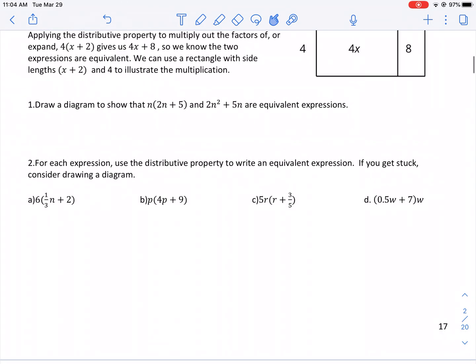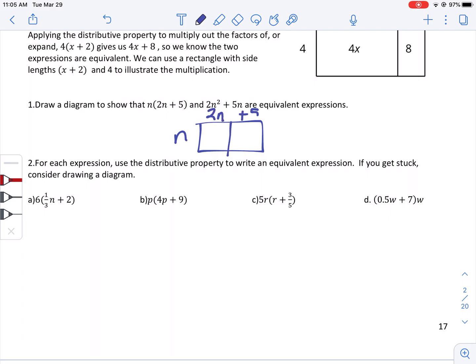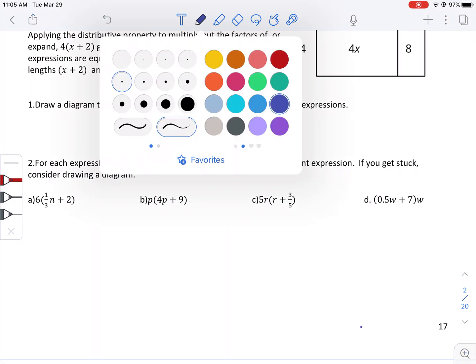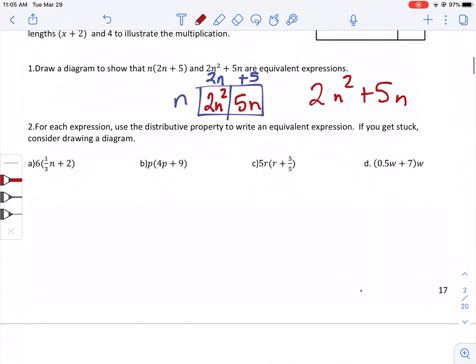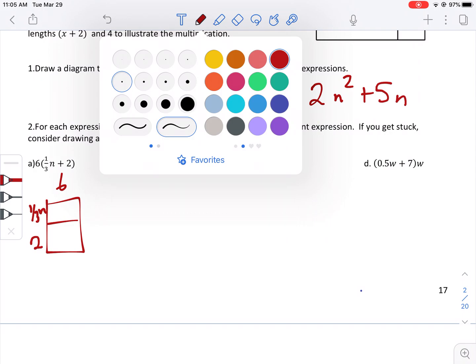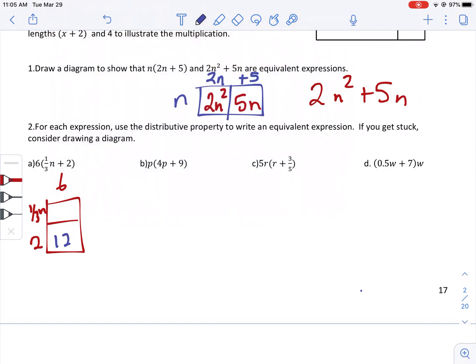So this first one, if we were to show a diagram, n is 2n, and I'm going to put a plus 5 right there. So 2n times n, that area of the box, is 2n squared. 5 times n is 5n. So this is 2n squared plus 5n. So this one here, again, we can multiply this out. So 6, 1/3 n and 2. So I'll do this easy one. 6 times 2 is 12. 6 times 1/3, well, that's 2n. So this is 2n plus 12.